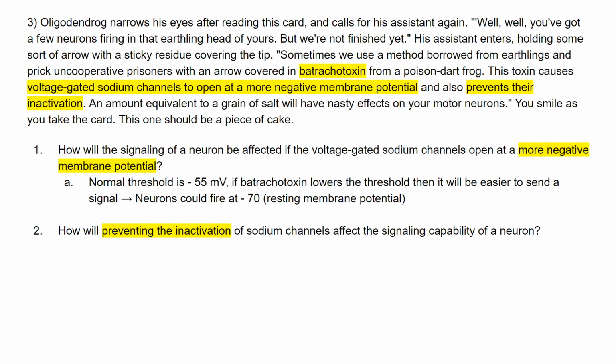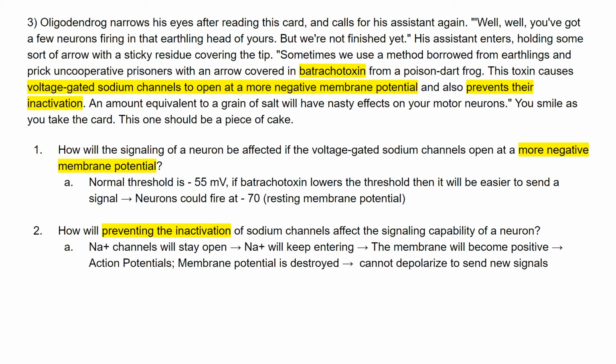The toxin also prevents the inactivation of the voltage-gated sodium channels. So if we think about this, normally the sodium channels are going to close, and then sodium stops entering, and then the potassium leaves, and we have the repolarization. But in this case, the sodium channels are going to stay open, which allows sodium to keep entering, so the membrane will become more and more positive. So it's basically like just stuck in a depolarized state. It's going to continue sending action potentials for some amount of time. And then basically we can't ever get back to the negative 70.